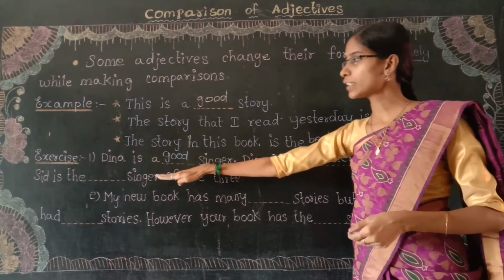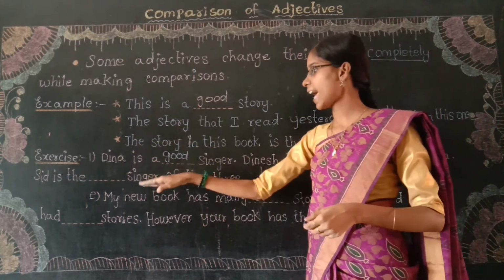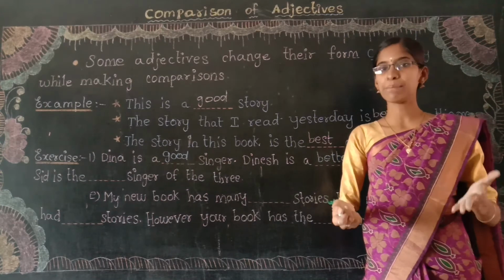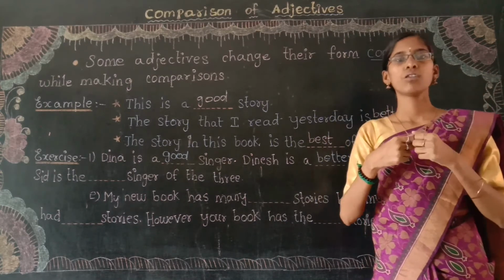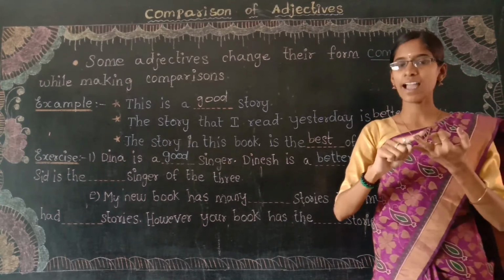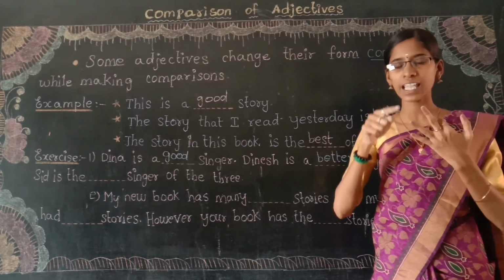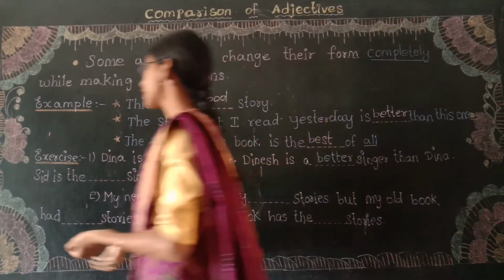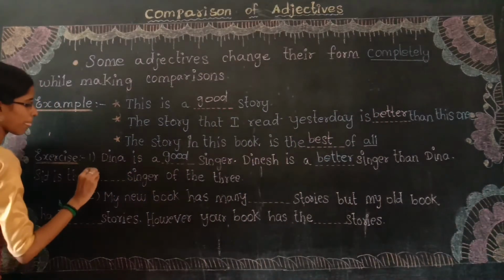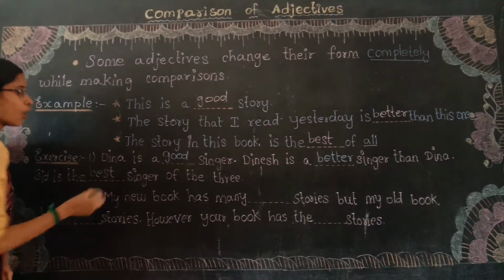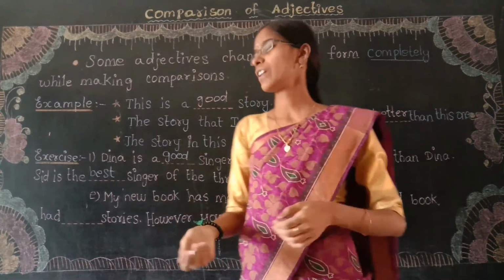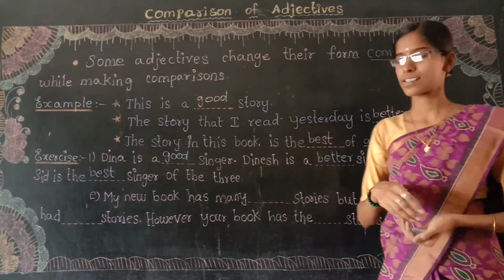So, now coming to the next sentence, Sid is the dash singer of the three. So, here we are making comparison among more than two. Whom? Dinesh, Deena and Sid. So, of the three, who is the best? Sid is the best. So, Sid is the best singer of all the three. Okay? So, we will see another sentence.